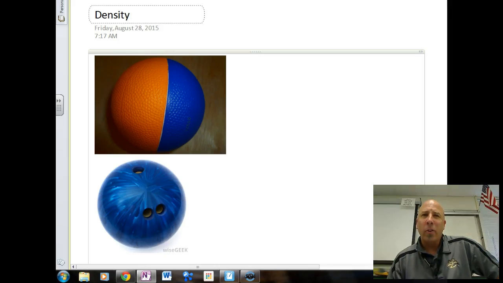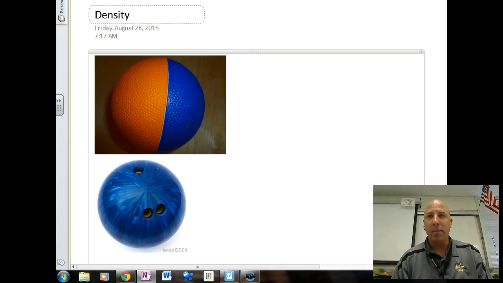So how is a Nerf basketball similar to a bowling ball, and how is it different? That's what we're going to be talking about today, and we're going to be dealing with the concept of density.